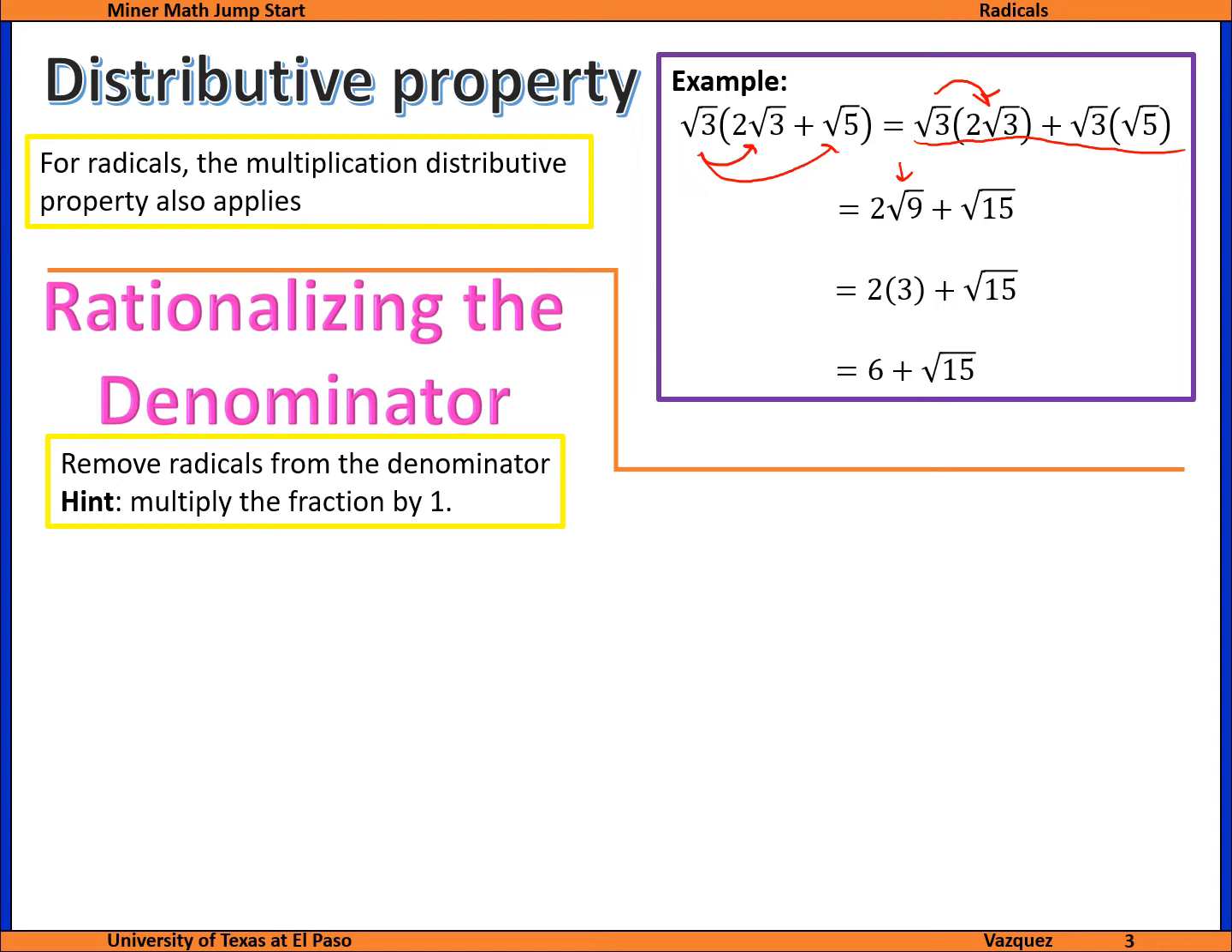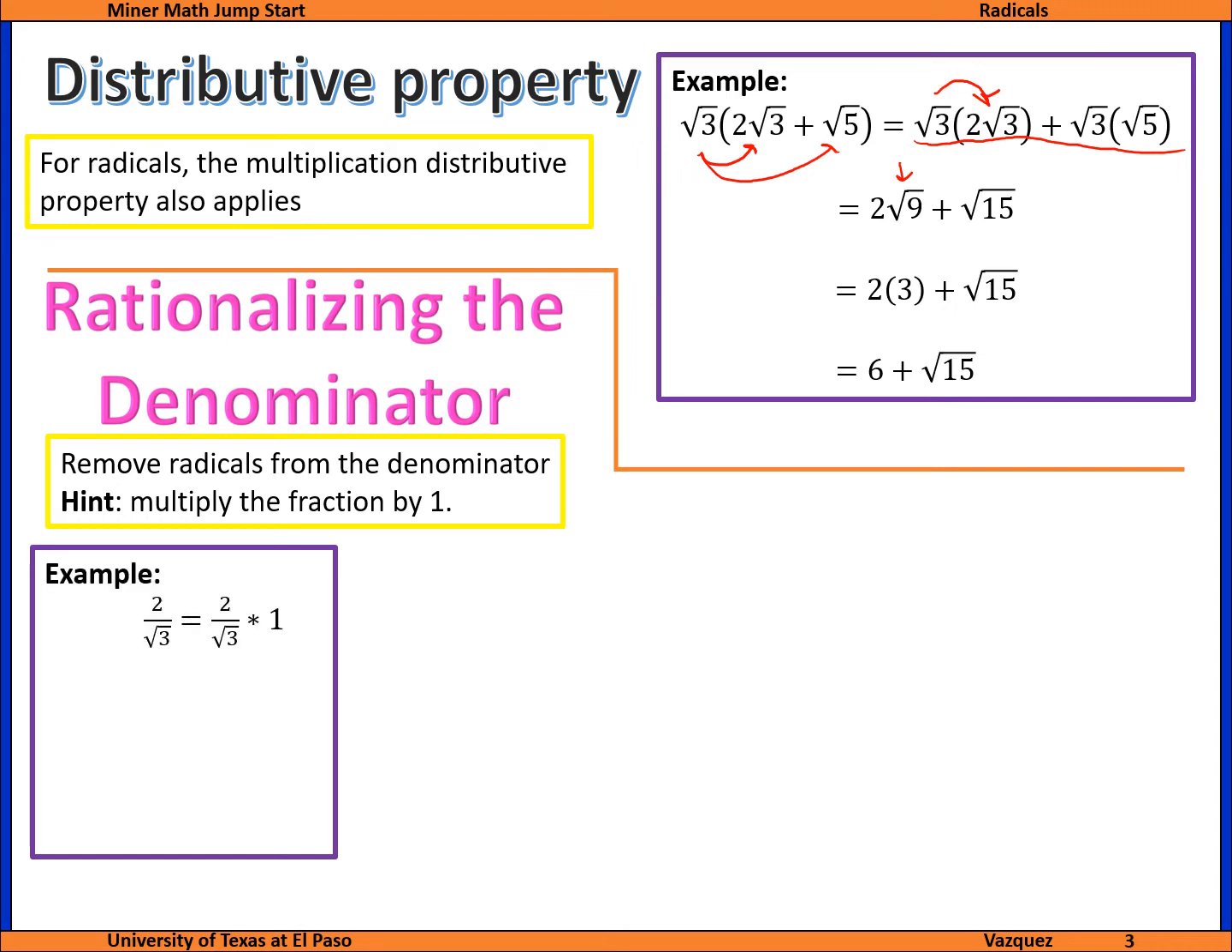And how do we rationalize the denominator? Well, as you can see, the hint is telling us to multiply the fraction by 1. There's more to it than just that, but let me tell you what I mean. I'll give you an example here. If we have 2 over the square root of 3, just as the hint says, I'm just going to multiply that fraction by 1.